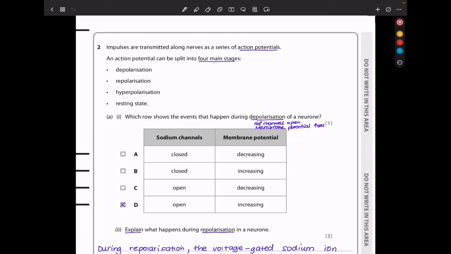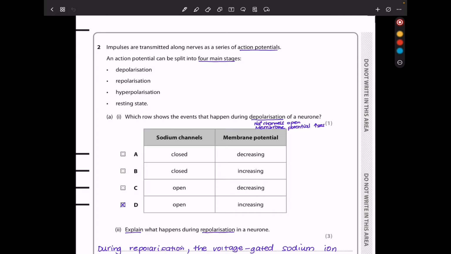In question 2, impulses are transmitted along nerves as a series of action potentials. An action potential can be split into 4 main stages: depolarization, repolarization, hyperpolarization, as well as the resting state. They say which row shows the events that happen during depolarization of a neuron.